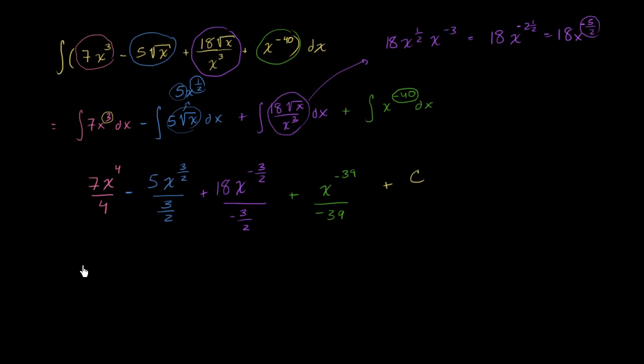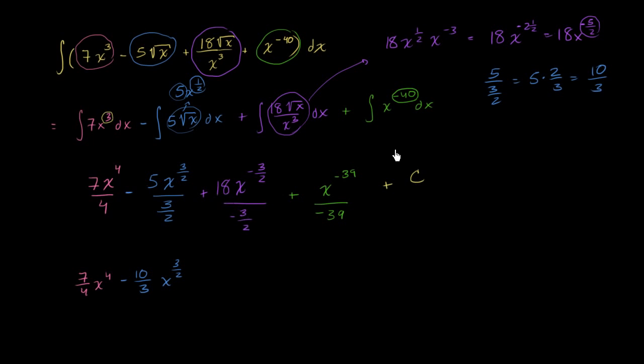So the first one is fairly simplified. We can write it as 7/4 x to the fourth. Now, this term right over here is essentially negative 5 divided by 3/2. So 5 over 3/2 is equal to 5 times 2/3, which is equal to 10 over 3. So this thing right over here simplifies to negative 10 over 3 x to the 3/2. And then we have all of this craziness.